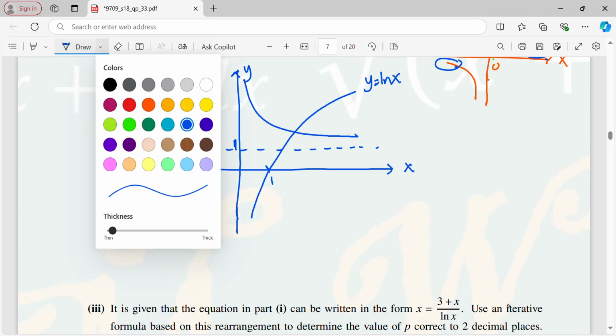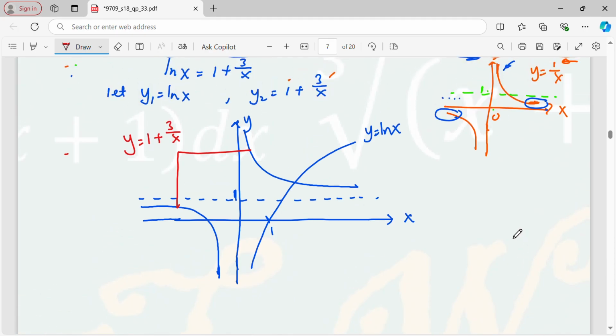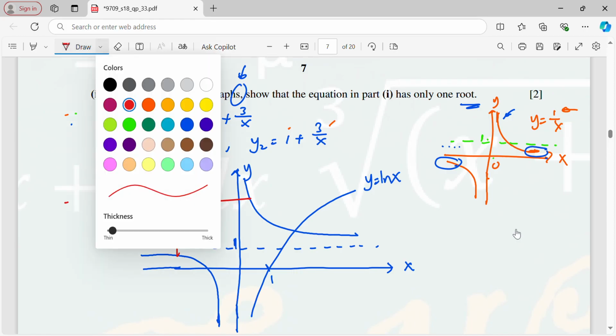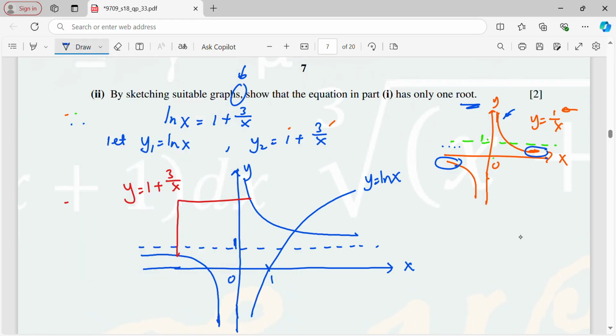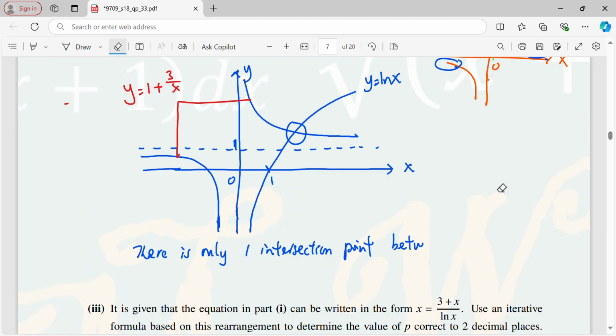Right? So from here, I will label this as y equals 1 plus 3 over x. So obviously from the graphs, approaching infinity, negative infinity, there's only one intersection point. So therefore here I will just write there is only one intersection point between two graphs.